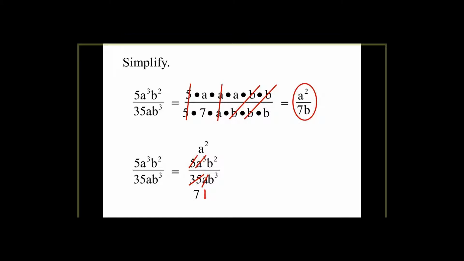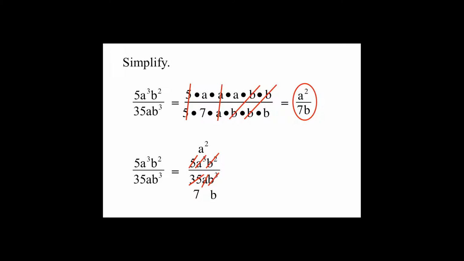So with b squared and b to the third, I can divide 2 b's out of the numerator, and I'm left with a 1 over b. And so what's left in this fraction is a squared over 7b. The second method is how I'd like you as algebra students to be breaking down these fractions. It's quicker, and it's going to get way too long if I get something like a to the 30th.